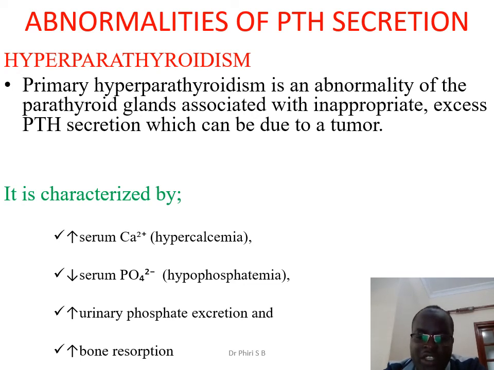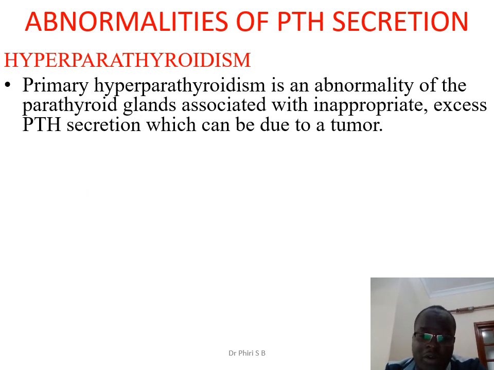There will be an increase in the urinary phosphate excretion, which explains the second point there. Of course, if you're not reabsorbing much of it, then much of it is being excreted in the urine. So there will be an increase in the urinary phosphate excretion. Then you have an increase in bone resorption. You are mobilizing phosphates and calcium from the bone because you have an excessive amount of parathyroid hormone.